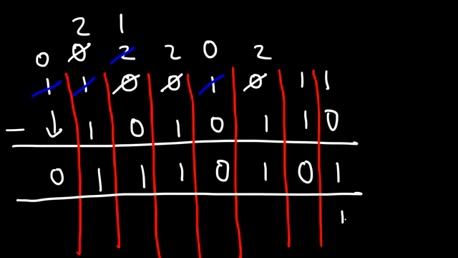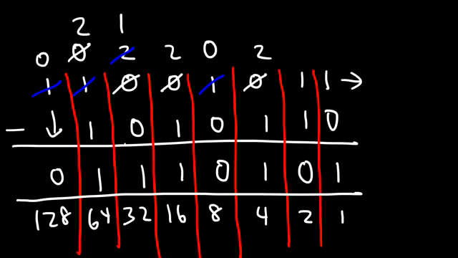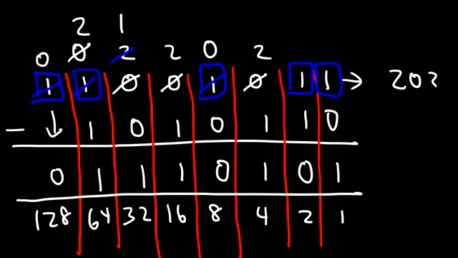Two to the 0 is 1. 2 to the first power is 2. 2 squared is 4. 2 to the third is 8. 2 to the fourth is 16. 2 to the fifth is 32, and so forth. So for the first number, we have a 1 in this column, so that's going to be 128, and then plus 64, plus 8, plus 2, and then plus 1. So that adds up to 203.